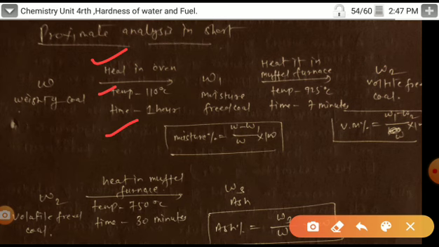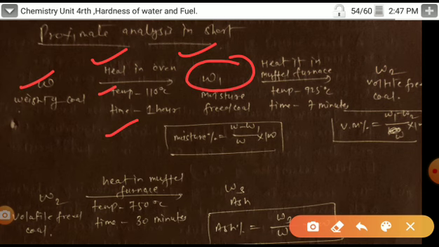Now take the weight of the coal sample, that is w1 gram. Then w1 gram is the weight you have to observe, that is the moisture free coal. So w is the weight of the coal with the moisture and all parameters, whereas w1 is the weight of the coal from which the moisture has been removed.